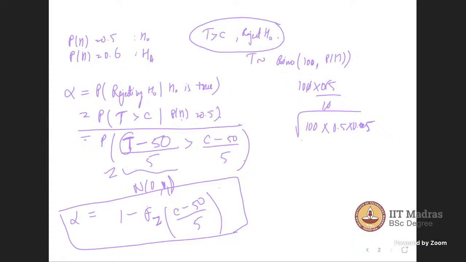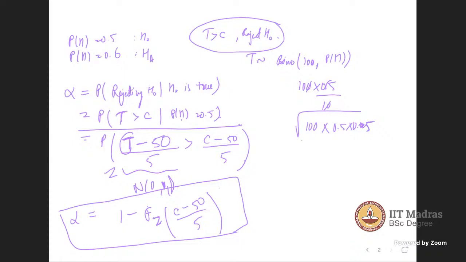Can you repeat that again? So power, what is power? Power is 1 minus beta. Okay. And what is beta? Beta is accepting your null hypothesis when the alternative was true. Okay. Accepting the null hypothesis when alternative was true.